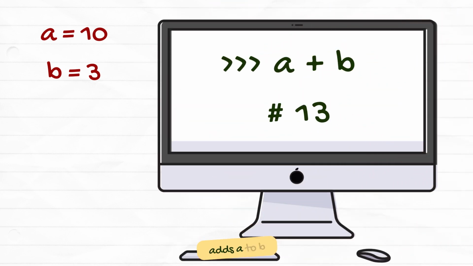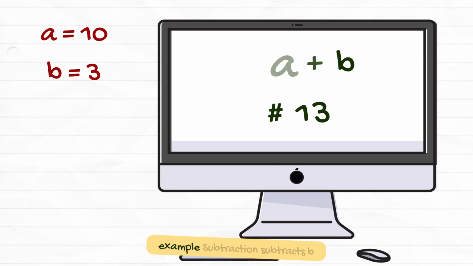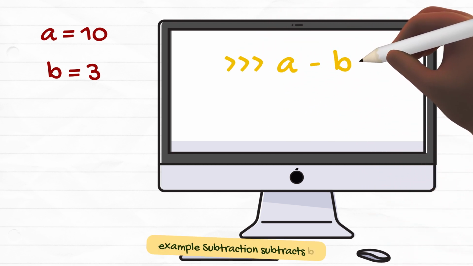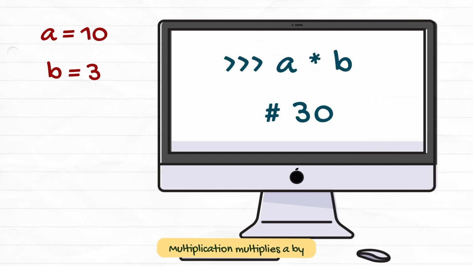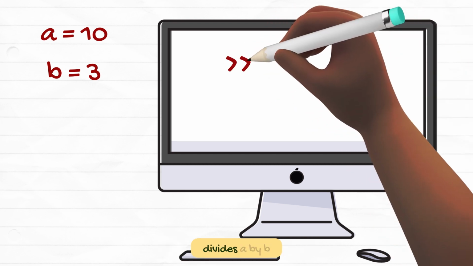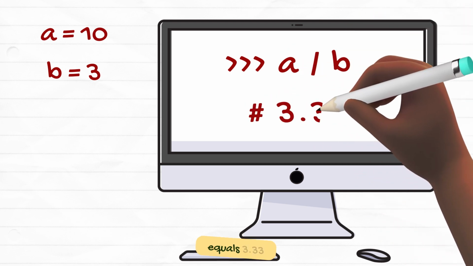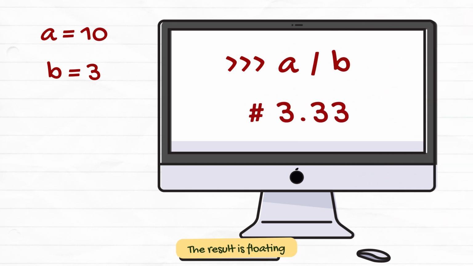Addition adds a to b, equals 13 in our example. Subtraction subtracts b from a, equals 7. Multiplication multiplies a by b, equals 30. Division divides a by b, equals 3.33. The result is a floating point number.